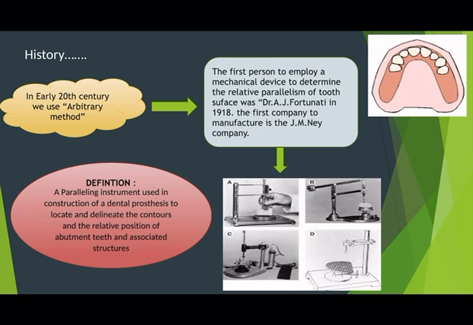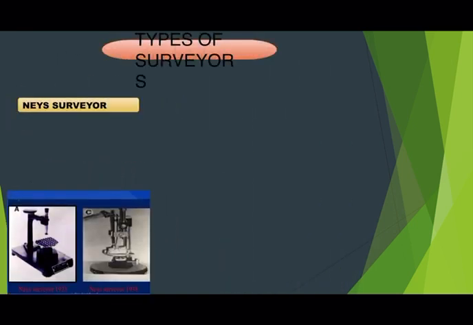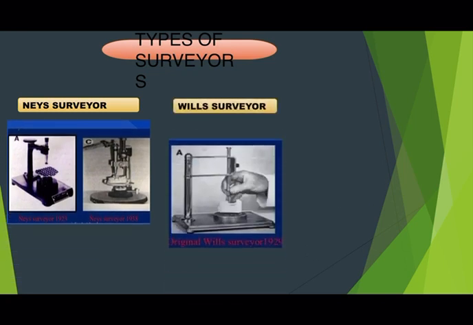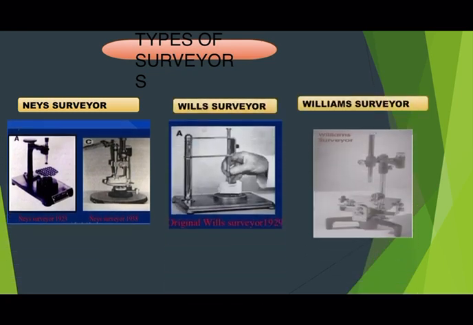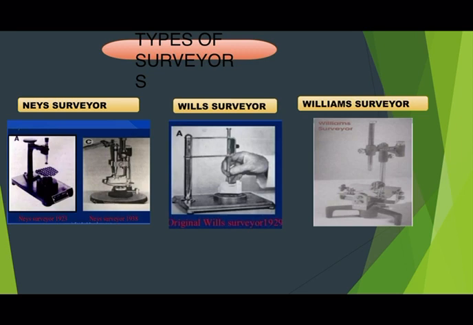Definition: a paralleling instrument used in construction of dental prostheses to locate and delineate the contours and relative position of abutment teeth and associated structures. Let's move on to the types of surveyors. There are three types: Nace surveyor, Will surveyor and William surveyor. In the Nace surveyor, the horizontal arm is fixed, in the Will surveyor, the horizontal arm is movable, and in the William surveyor, the horizontal arm is split and jointed.